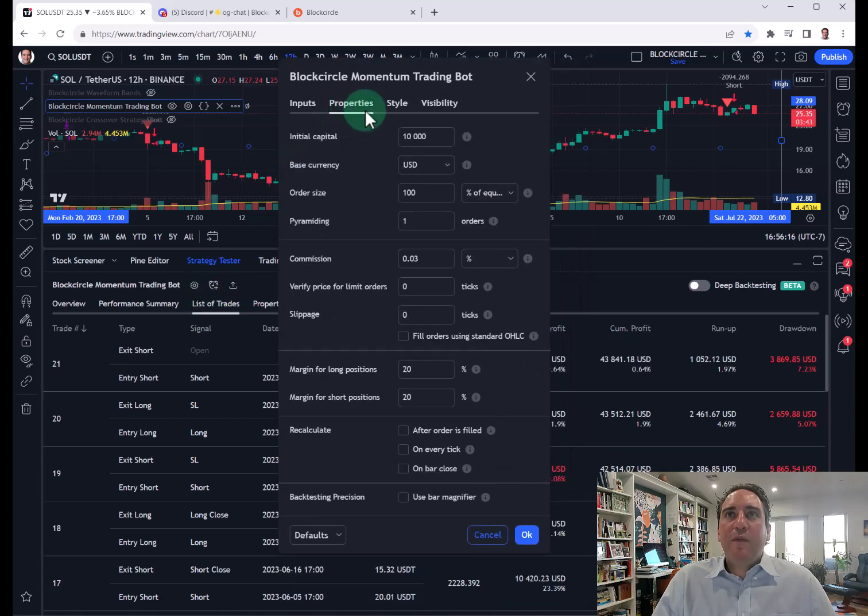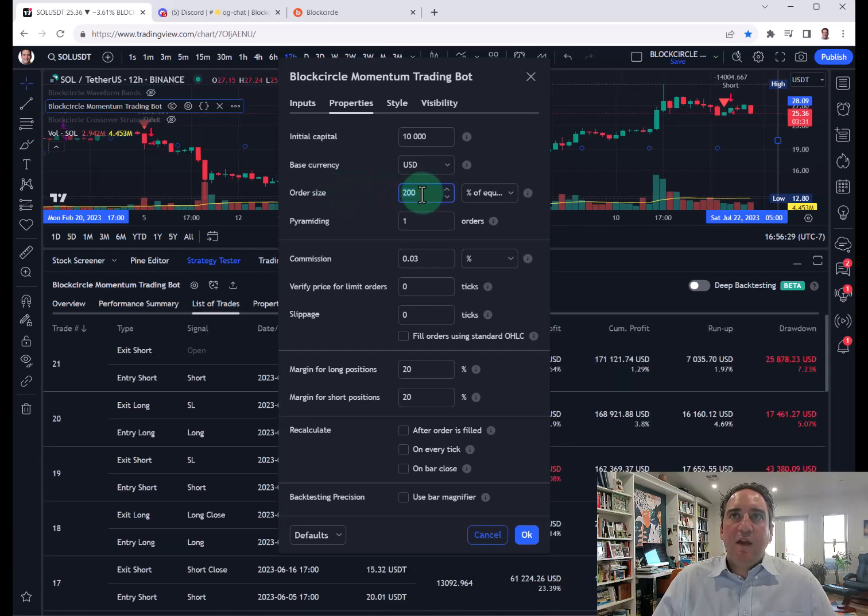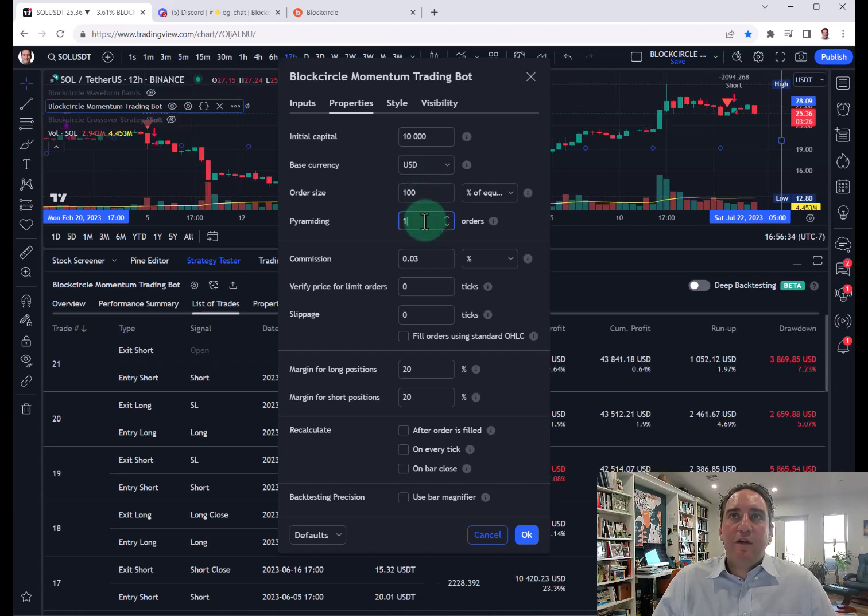Now, if I go to the properties, I was starting with an initial capital of 10,000. Order size, it's using 1x leverage and it's using all of your equity. If you want to display this at 2x leverage, you would put 200% of your equity. And pyramiding, which I explained in the other instructional video, is the number of simultaneous orders that can be opened in succession in the same direction as an existing open order, right? So you can have 2 or 3 multiple orders running in parallel in the same direction.